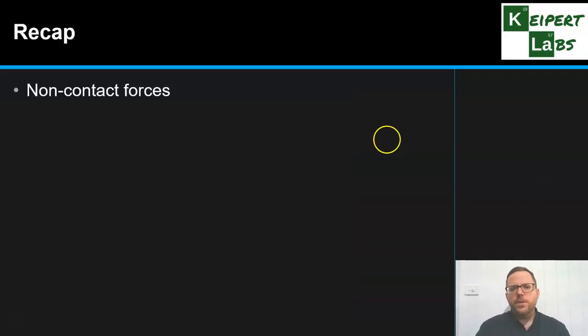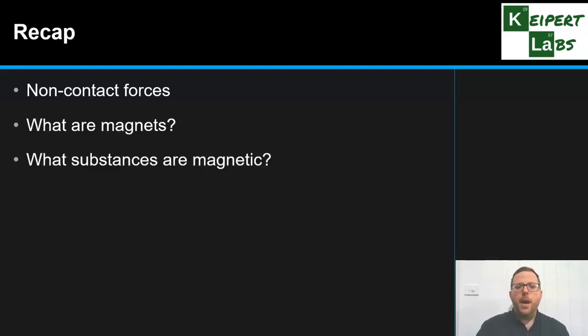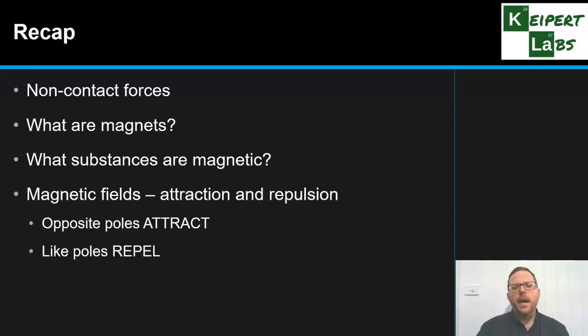Okay, so we've recapped what we understand about non-contact forces, seeing that magnetism is only one of the non-contact forces that exist in the universe, gravity and electrostatic forces being the other two that we mainly focus on. We looked at what magnets are and what substances are magnetic and respond to magnets in this way, looking also at the difference between permanent and temporary magnets, and at the idea of a magnetic field, and seeing attraction and repulsion between opposite and like poles, that opposites attract whereas like poles repel, and seeing that the Earth itself is a giant bar magnet with its own magnetic field.